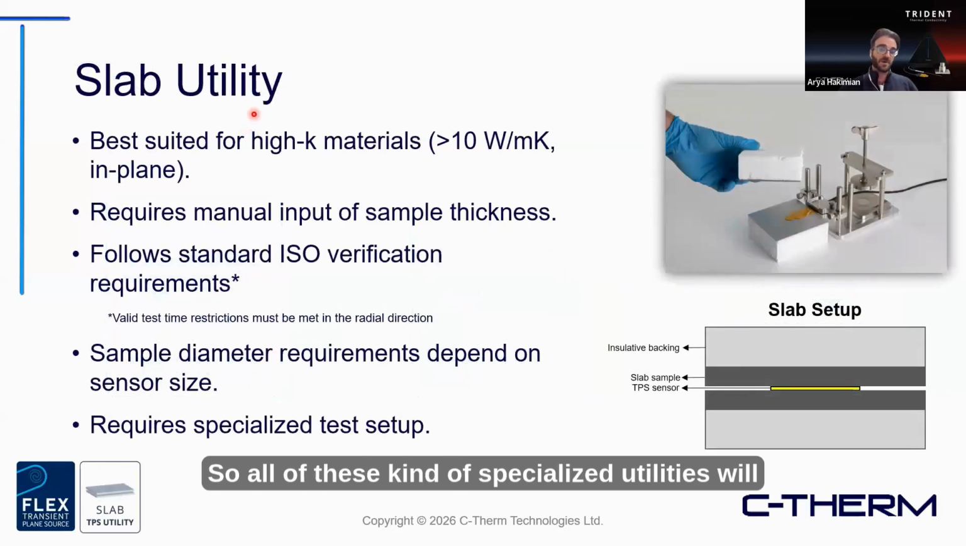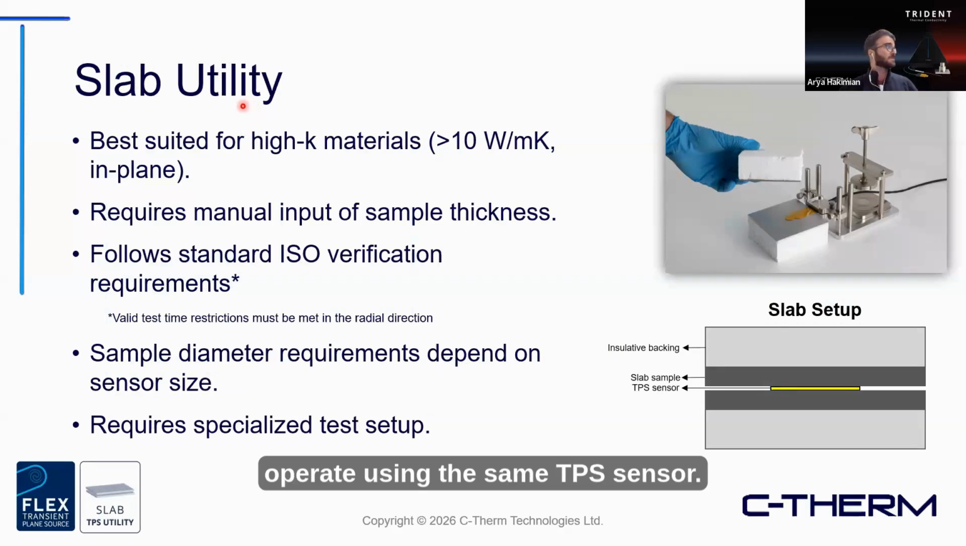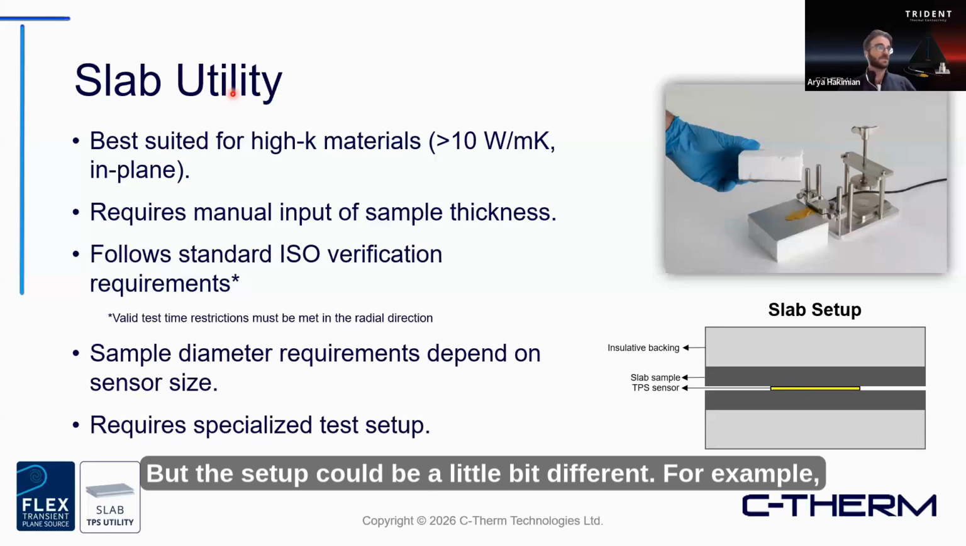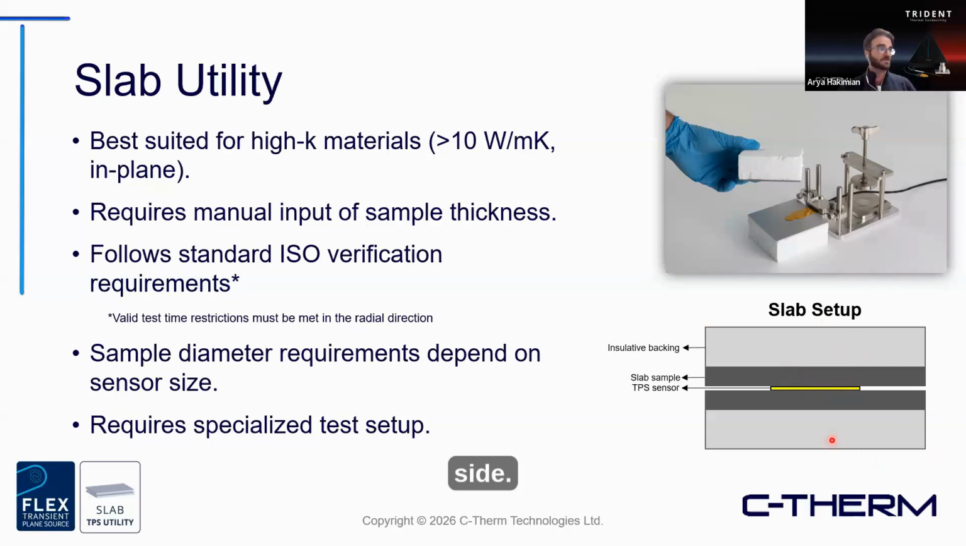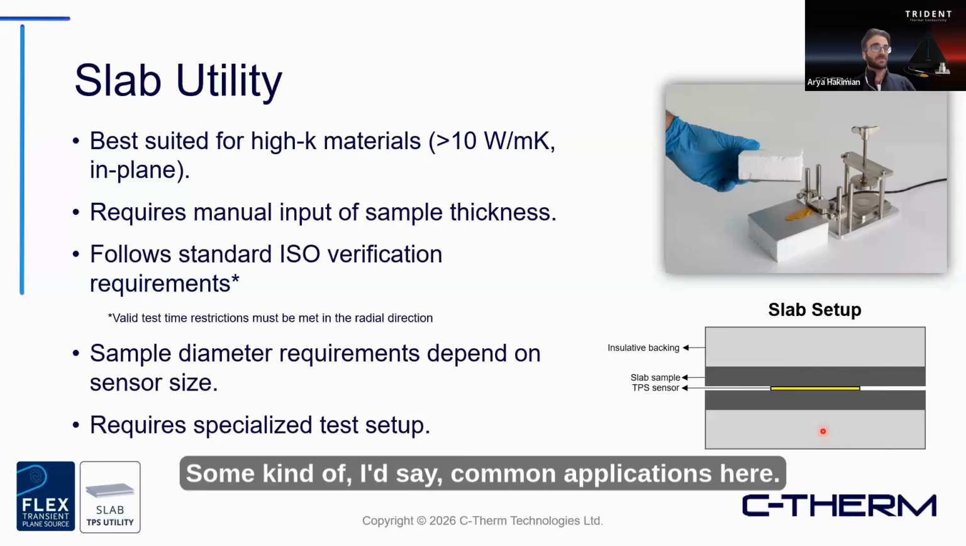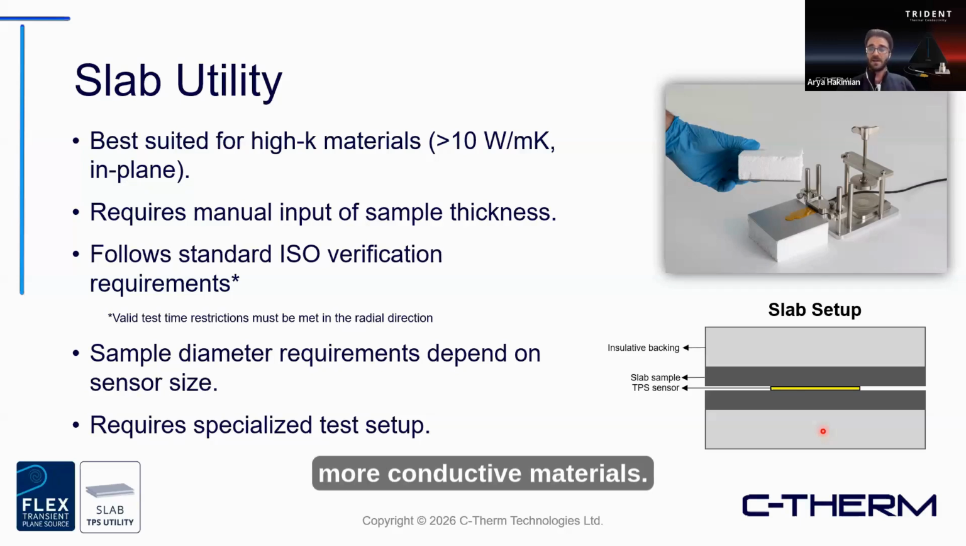All of these specialized utilities will operate using the same TPS sensor, but the setup could be a little bit different. For example, your slab setup will involve the use of the sensor in your two samples, but with an insulative backing material on either side. Some common applications here, again, are thinner, more conductive materials.